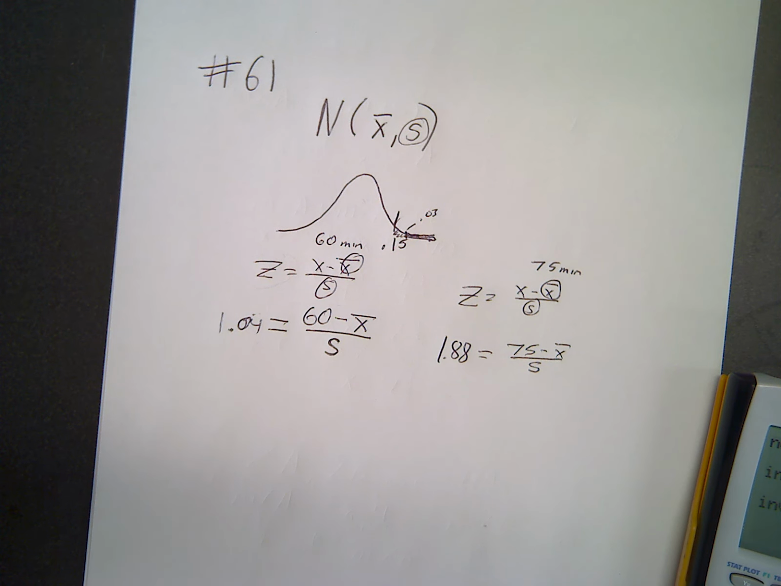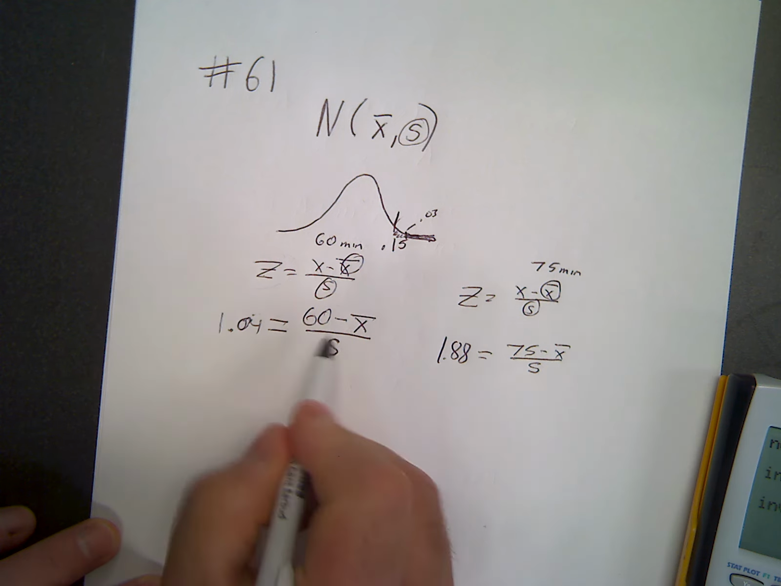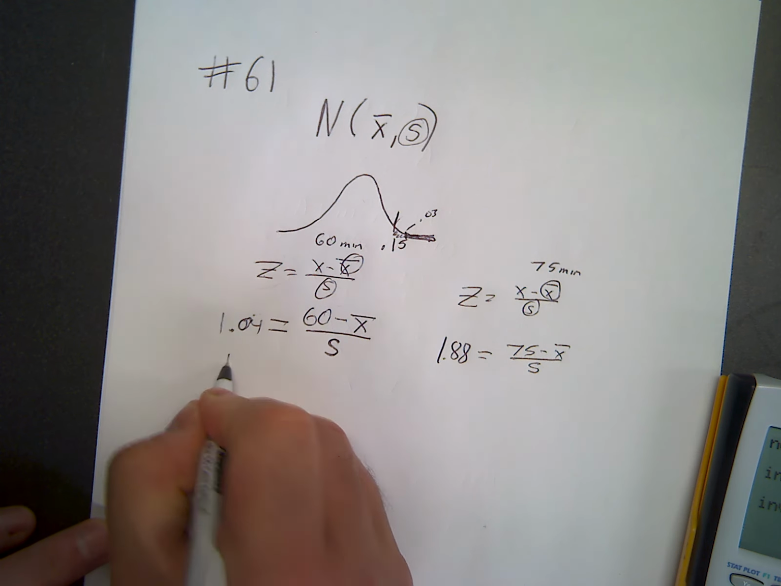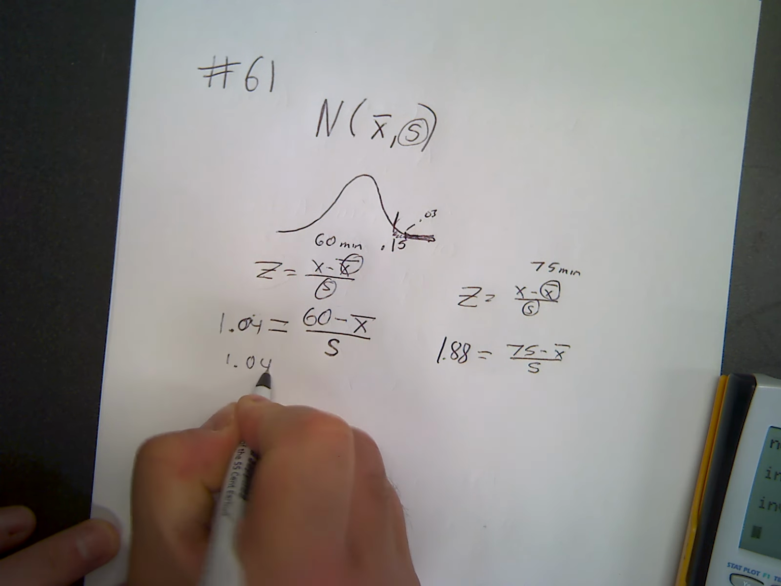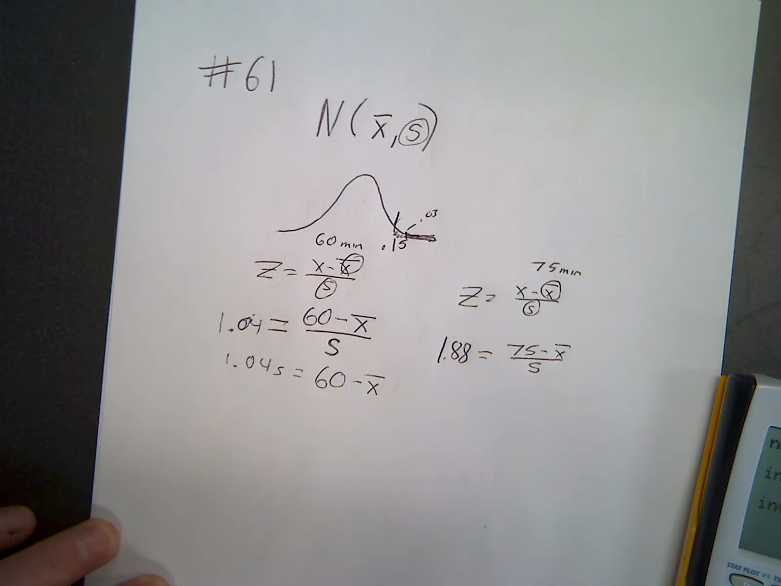I need to take those two equations and solve them simultaneously. All right, so hang on. I'm going back to the question. I want to make sure I didn't miss anything. No, I did not. Okay, all right, so here's how we do that. There's a couple ways. You can take any one of these equations and solve for the variable. I'm going to multiply both sides by s. I get 1.04 s is equal to 60 minus x bar.